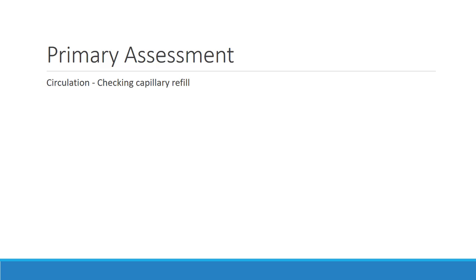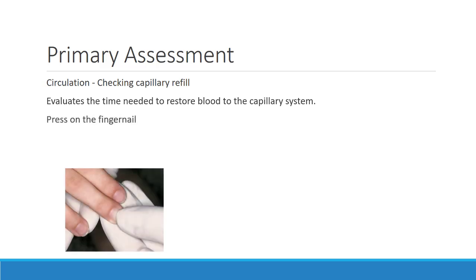With circulation, we check capillary refill. We can check capillary refill by taking a fingernail that doesn't have any type of nail polish on it, and pushing down on it slightly, pushing the blood out, seeing how quickly it comes back to normal. And that should be less than 3 seconds. Then we evaluate the time that is needed to restore that blood in that capillary system. Like I said, that should be about 3 seconds. Here's an example of that.